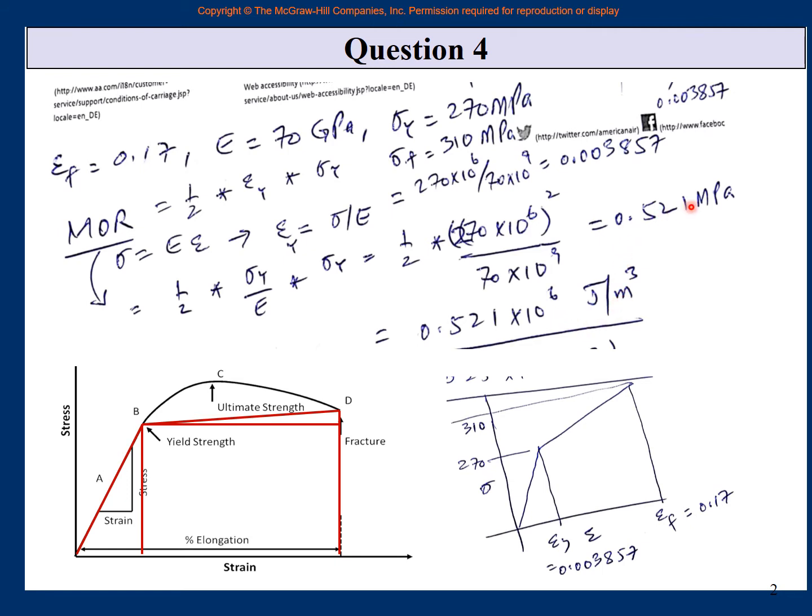So it was 0.521 megapascal. So I'm writing 0.521 into 10 raised to 6 joule per meter cube, or you can write directly 0.521 megajoule, capital MJ, per meter cube.